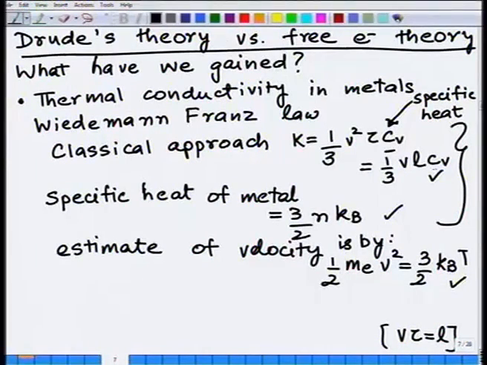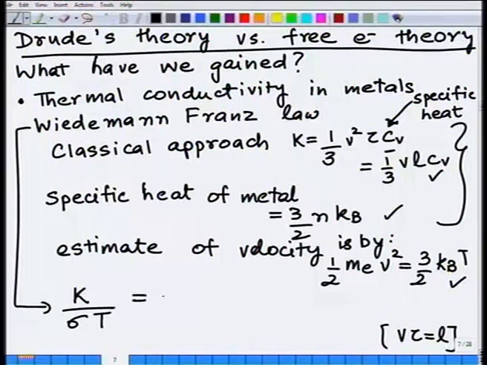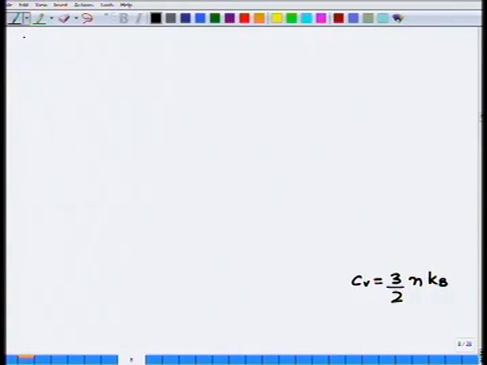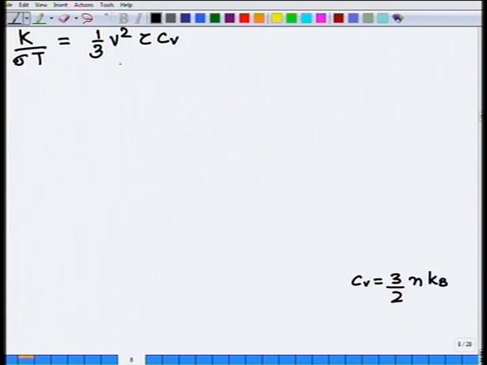Now, there is a law called the Wiedemann-Franz law, which says that for metals K divided by sigma T will be a constant. This is what the Wiedemann-Franz law is. Let us derive this expression now. So, what will this quantity be equal to? Let us write down this quantity, K by sigma T. Let us substitute K as 1 by 3 V square tau Cv, divided by the conductivity.